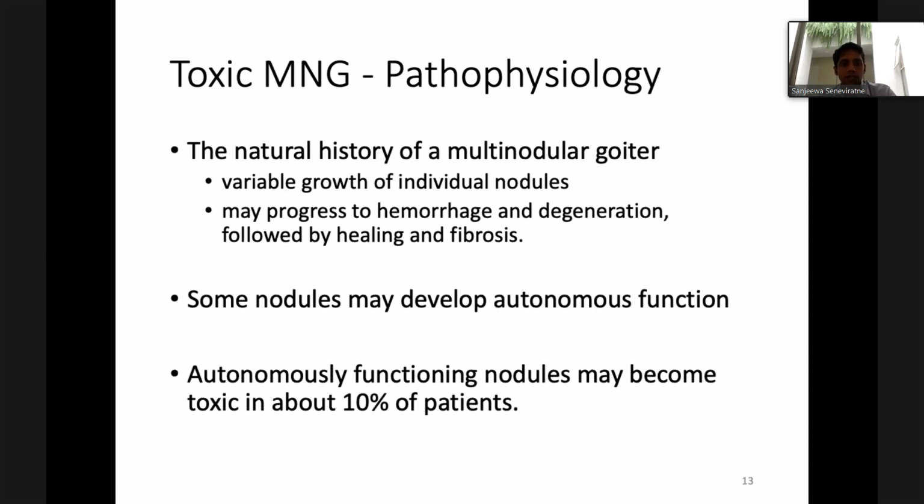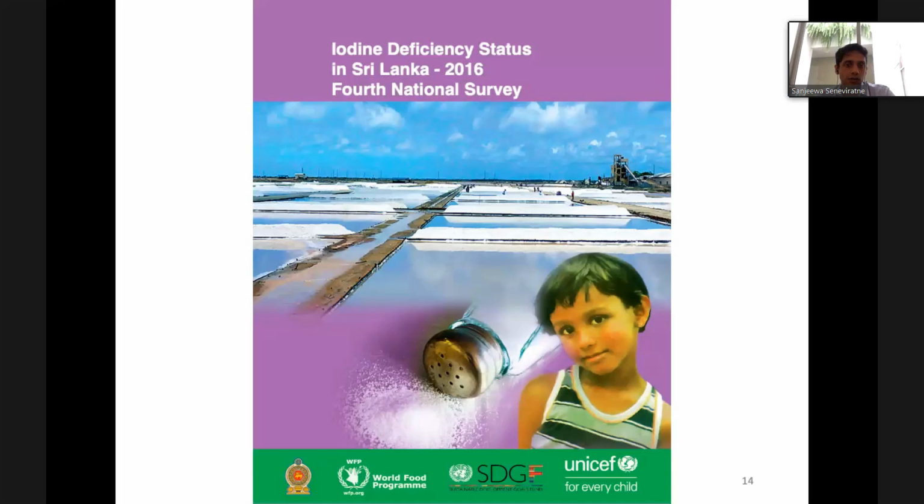So pathophysiology, we have gone through it briefly. There is variable growth of these individual nodules. Earlier, people thought this was due to iodine deficiency, but there is no longer any iodine deficiency in Sri Lanka. Yesterday, we had a discussion. Some of the students didn't agree with me. But there are, again, Sri Lankan studies. I'll show you one study where they have documented excess iodine in our body now because we are using only iodized salt. If you want, you can access this article online. It's freely available: Iodine deficiency status in Sri Lanka, a national survey conducted in 2016.